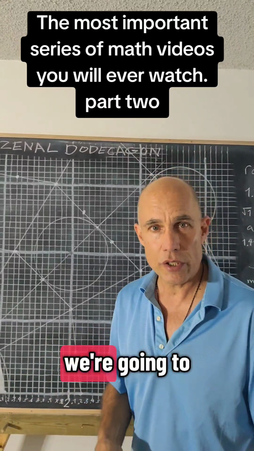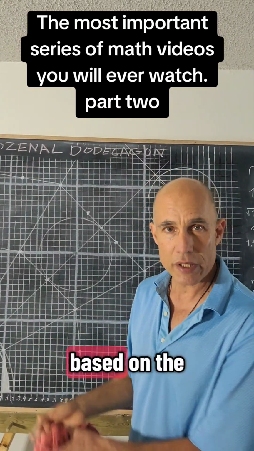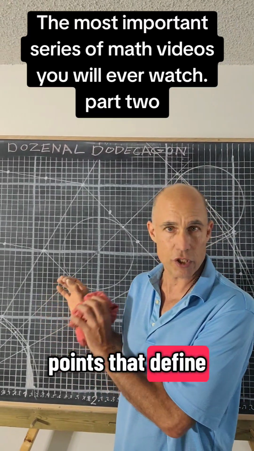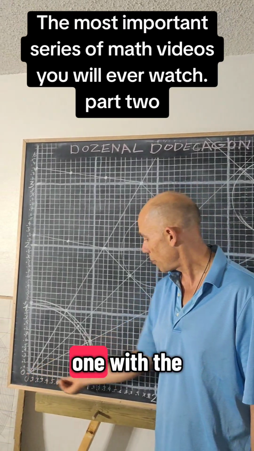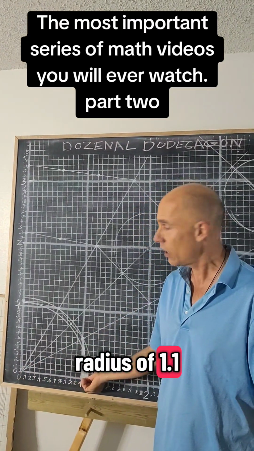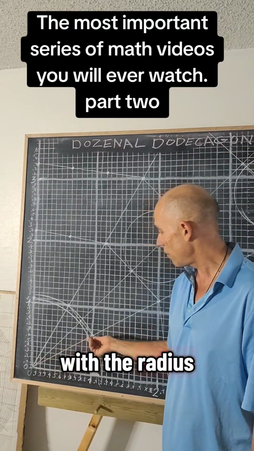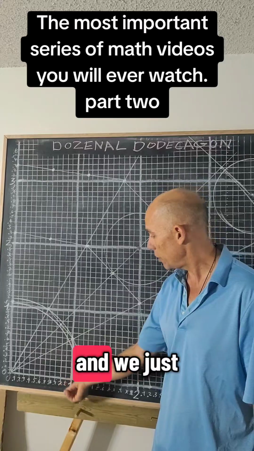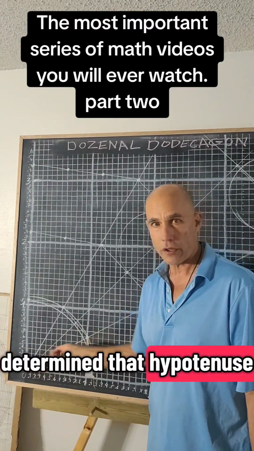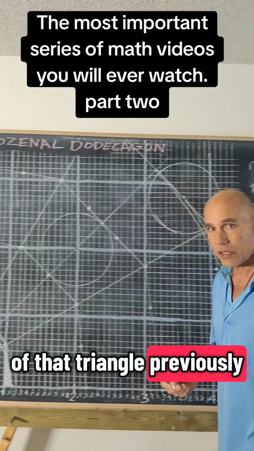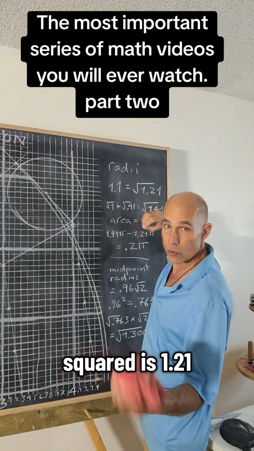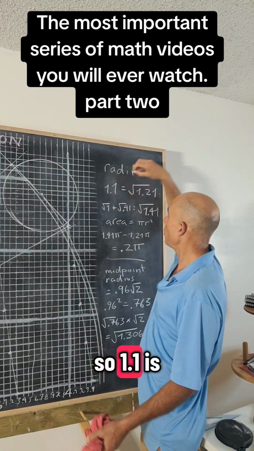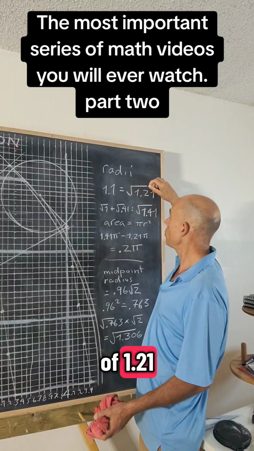All right, so the next thing we're going to do is start drawing some circles based on the points that define the shape of the dodecagon. So we're going to draw two circles, one with the radius of 1.1 and the other with the radius of the square root of 1.41. We just determined the hypotenuse of that triangle previously, so we're just going to go over here, and 1.1 squared is 1.21. So 1.1 is the square root of 1.21.